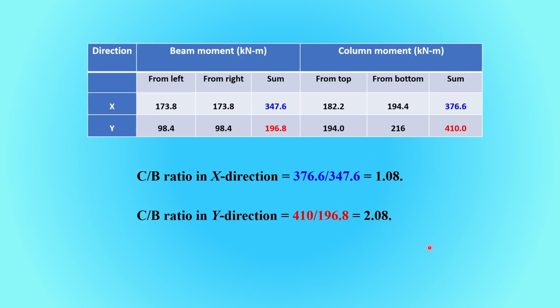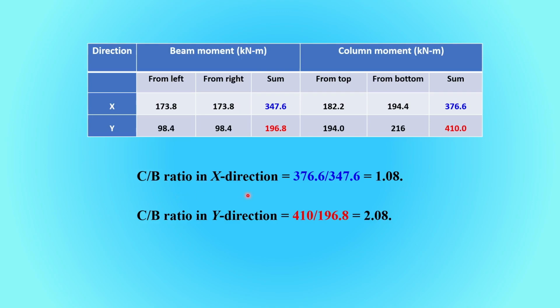Now if you make a comment on the CB ratio, 2.08 is more than 1.3 or 1.4 as given by the codes. So this y directional strength is alright. In the x direction, it is less than those values, 1.3. So this is not safe. CB ratio is not satisfying the codal condition. So how to overcome this?